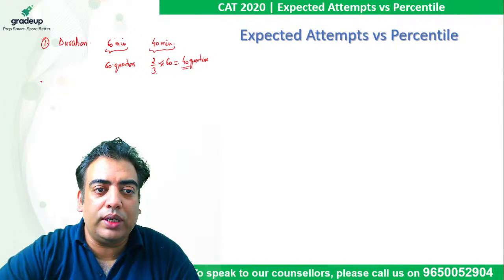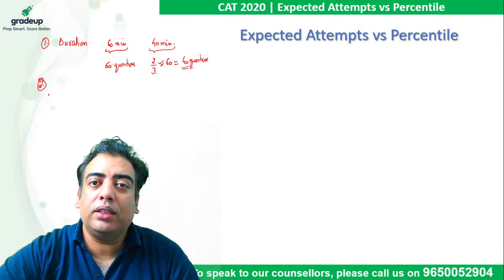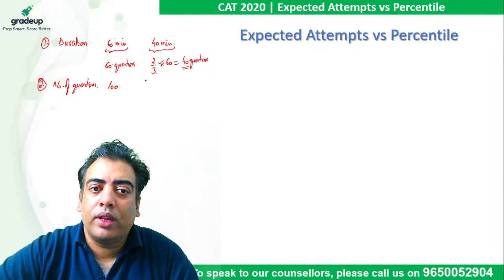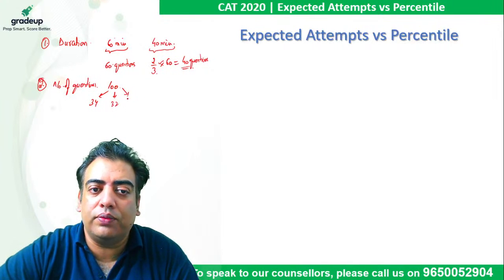Now, point number two is another most critical point, which is the number of questions. As we all know, the total number of questions earlier were around 100, whose breakup was 34 of VA, 32 of DILR, and 34 of Quant.